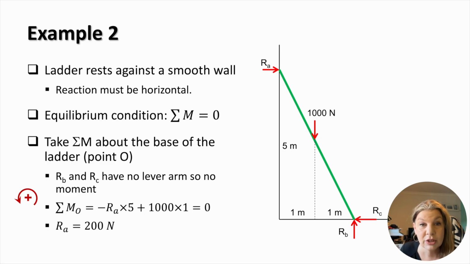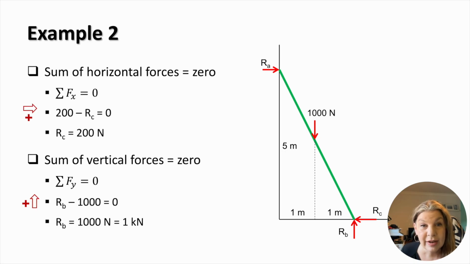We'll start with rotational equilibrium. We'll select the point O at the bottom end of the ladder and write the sum of moments around this point. The reaction forces Rb and Rc push point O, while only the reaction force Ra and the concentrated load of 1000 newtons rotate around it. Therefore, the rotational equilibrium equation has only contributions from Ra and the concentrated load. The contribution of Ra is negative because Ra rotates clockwise around O, and solving this equation gives that Ra equals 200 newtons.